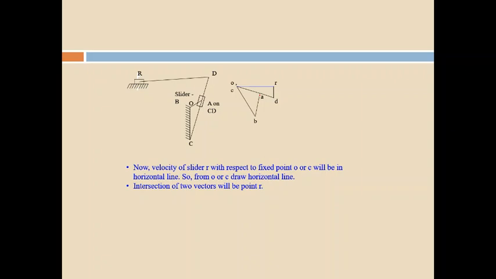So we have drawn the velocity diagram. Now we have to move to the acceleration diagram. So space diagram over, velocity diagram over, now acceleration diagram.